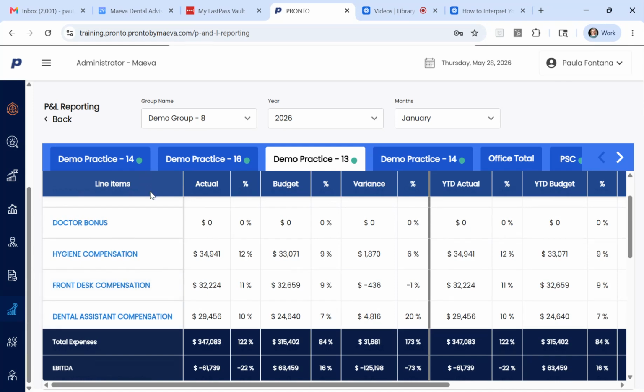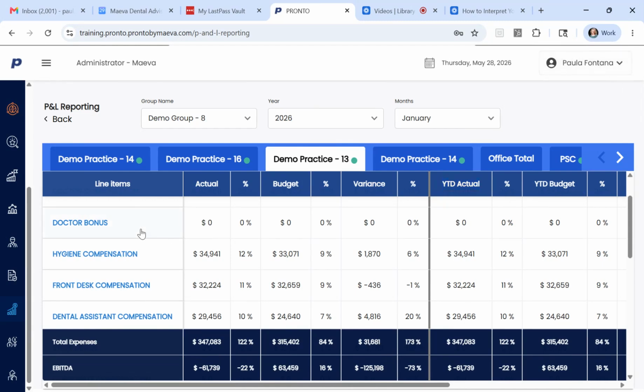And then across the top, in this darker blue bar, you see actual. These are the results for that month versus what we budgeted for. And what we budgeted for was directly coming from the resource budget that we created previously. And then there's a variance. This is the difference, plus or minus, between how you performed against your budget. You're also going to be able to see your year-to-date actual results versus year-to-date budget.